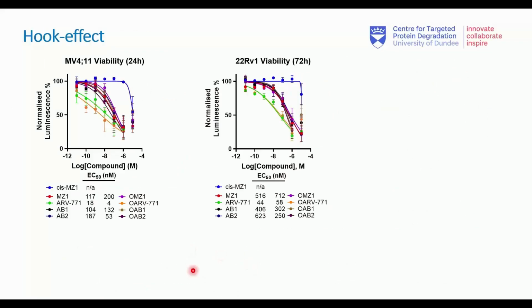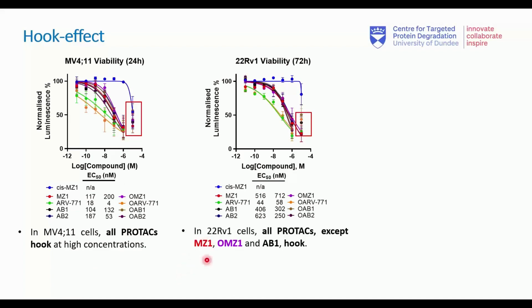What's also a phenomenon that's widely seen in PROTACs is that when you use a high concentration of PROTAC, it starts to saturate the binding of your protein of interest and also the E3 ligase. So no more ternary complex can form, so no degradation can occur. And you can see this at high concentrations. You see this hook effect, where you get less effectiveness. And it's interesting that all the compounds hook in the MV411 cells at high concentrations.